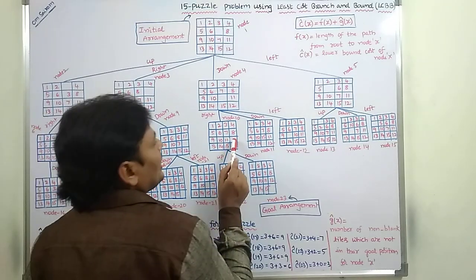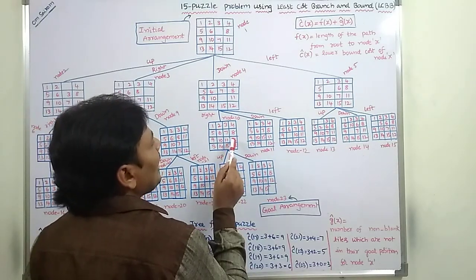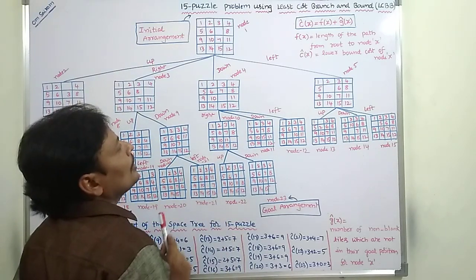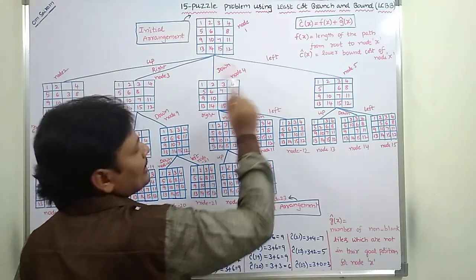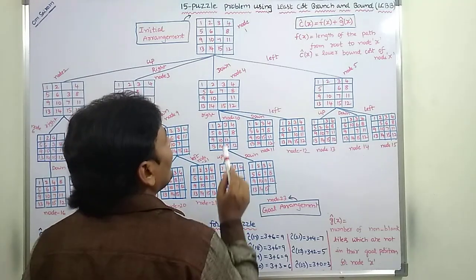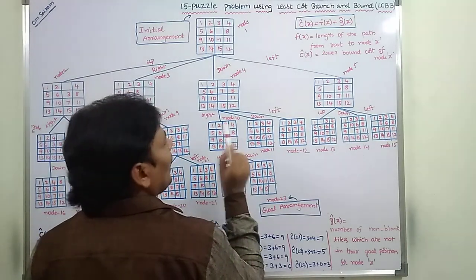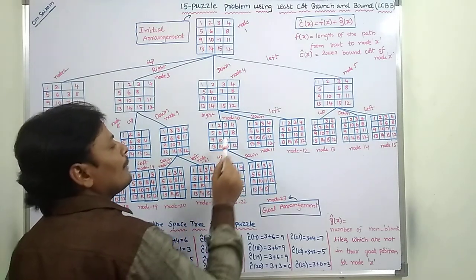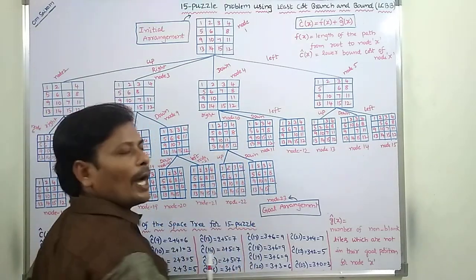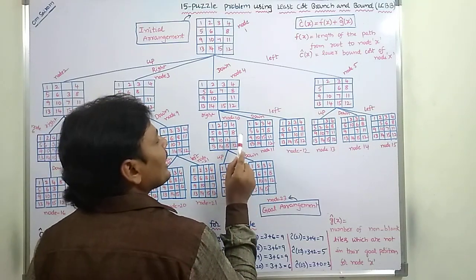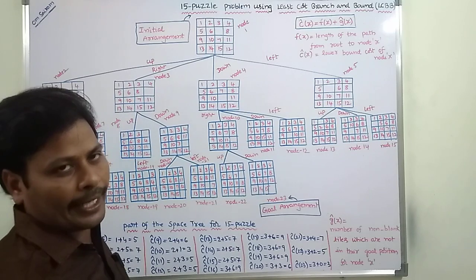This is the empty tile. The empty tile can be moved to the left direction, but we get the same node, that is node 4, so left movement cannot be used. The empty tile can be moved up, as it is possible, so we can take the up movement. The empty tile can be moved down, as it is possible. This is the down movement. The empty tile cannot be moved to the right direction.